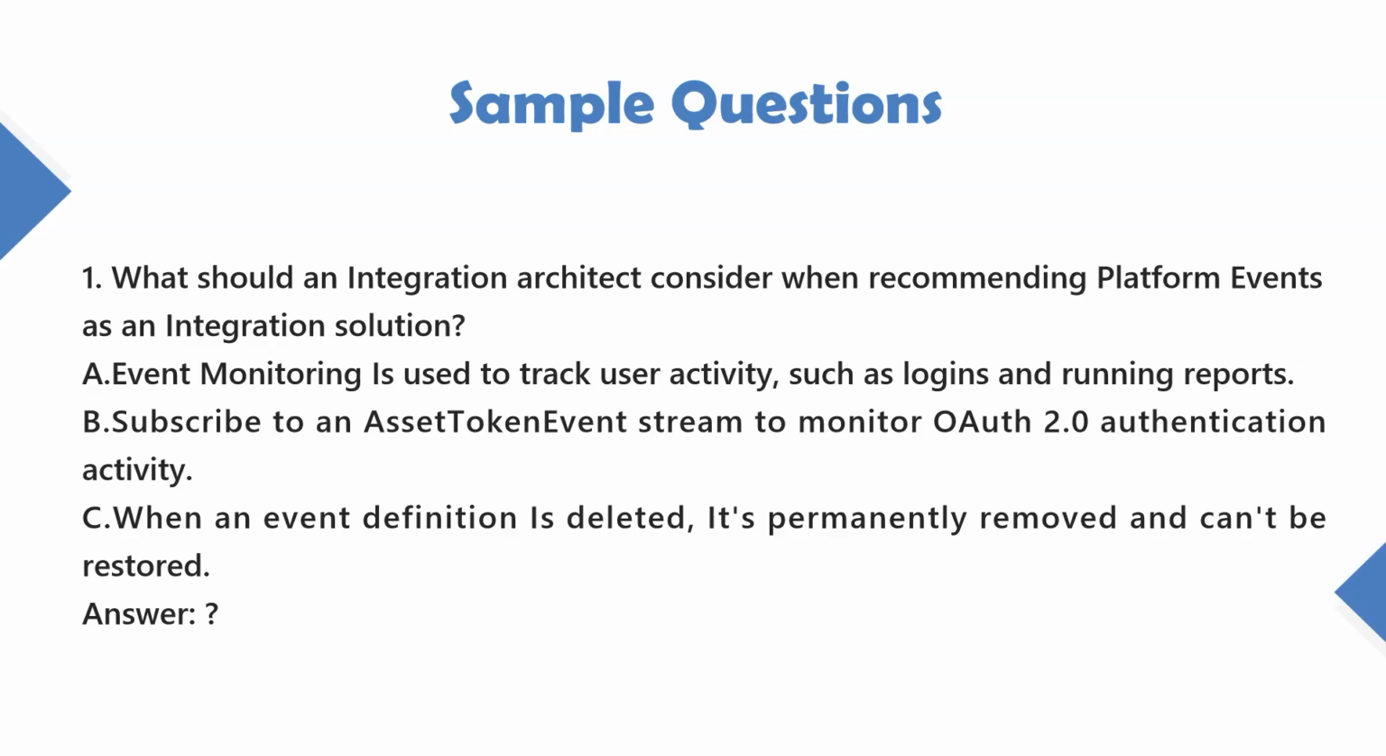1. What should an integration architect consider when recommending platform events as an integration solution? A. Event monitoring is used to track user activity, such as logins and running reports. B. Subscribe to an asset token event stream to monitor OAuth 2.0 authentication activity. C. When an event definition is deleted, it's permanently removed and can't be restored.